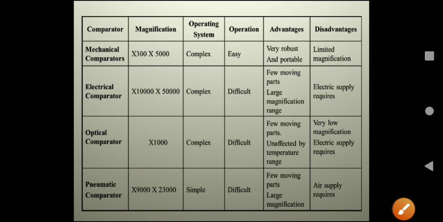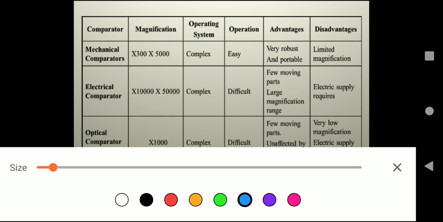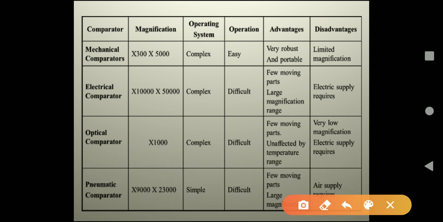After line standard and end standard, comparators are the most asked questions in university or board exams. What are the types of comparators, or classify comparators, is the kind of question asked for 2 marks, or compare the comparators with their relative advantages and disadvantages will be asked for 4 marks. So let us see.